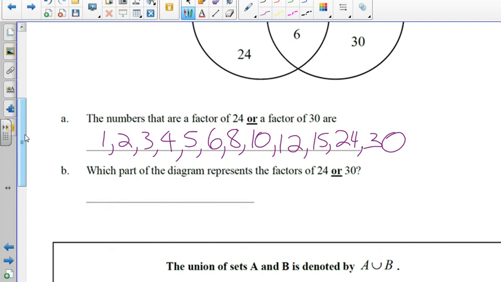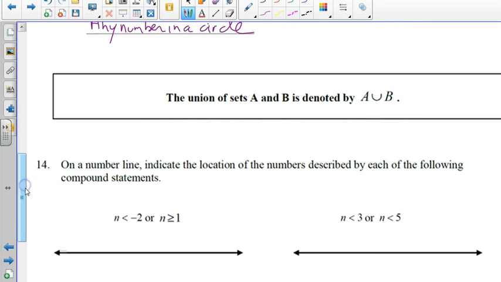Is it Friday? Which part of the diagram represents the factors of 24 or 30? Part A, part B, and part AB. All of it, the entire thing. So that's AB. Let's say the entire diagram. The entire thing, all the numbers.